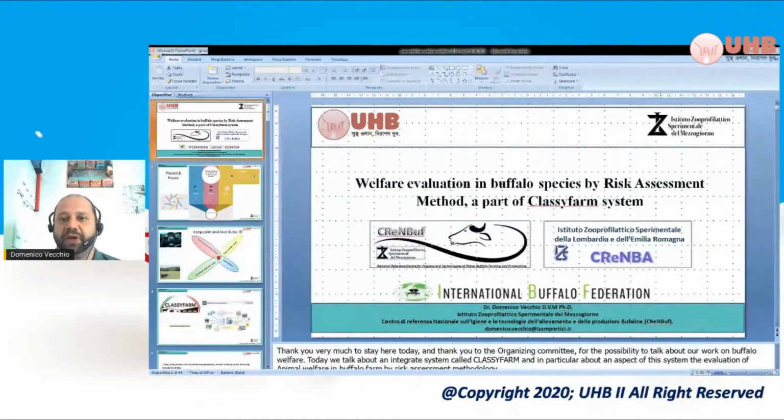Classifier is an integrated system aiming at the categorization of the farms according to risk assessment methodology. It is an innovation that allows to facilitate and improve the collaboration between the breeders and the competent authority to raise the level of safety and the quality of food of animal origin.